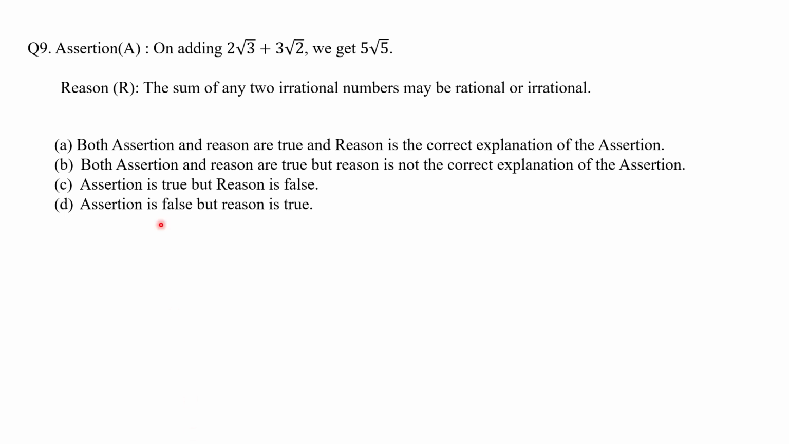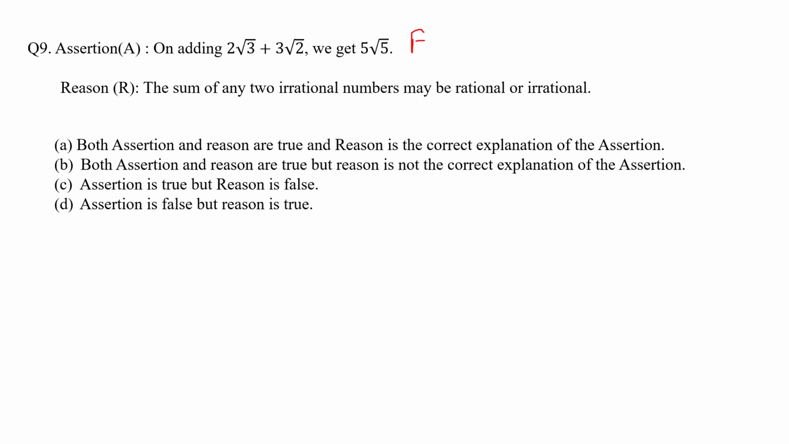Now this question is based on assertion reason. On adding 2 root 3 plus 3 root 2, we get 5 root 5. Whenever there is a question based on assertion reason, your first step is to check whether both the statements are true or not. If I see, the first statement itself is wrong, we cannot add two different irrational numbers. Root 3 plus root 2 is not root 5. So here the assertion itself is false. From here only you can see D will be the correct answer, because assertion is false is given only in the D option.